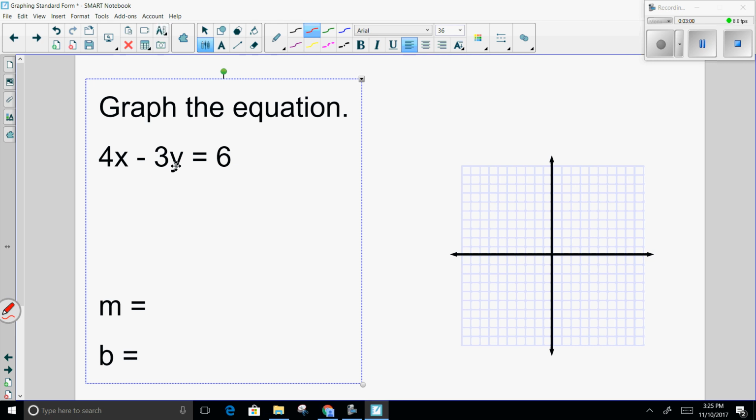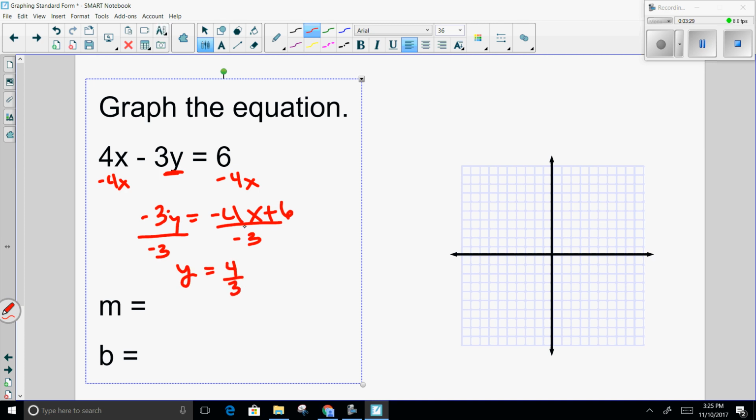Next example, solve for y. I want to get that y by itself. So I subtract the 4x, because it's a positive 4x. When I subtract the 4x, I'm going to get negative 3y equals negative 4x plus 6, because the 4x and 6 are not like terms. I need to divide by negative 3, because that's multiplication. That's what I'm getting rid of, the multiplication, not the negative. So I divide by negative 3, and I get y equals negative 4 divided by negative 3 is 4 divided by 3. Use the calculator.